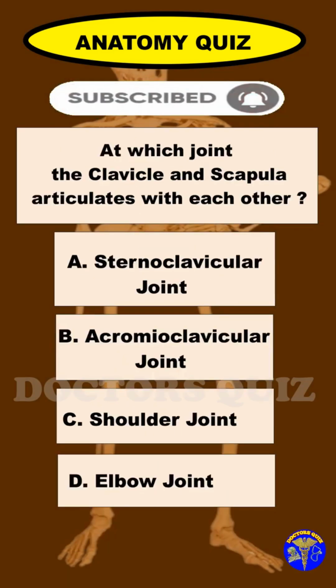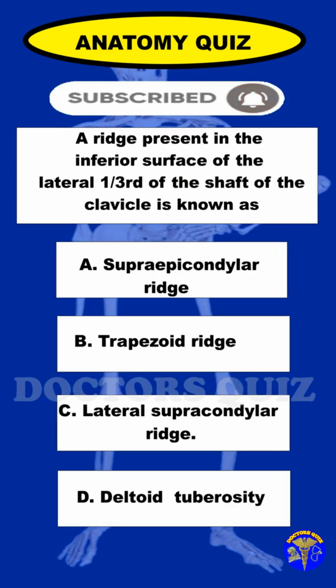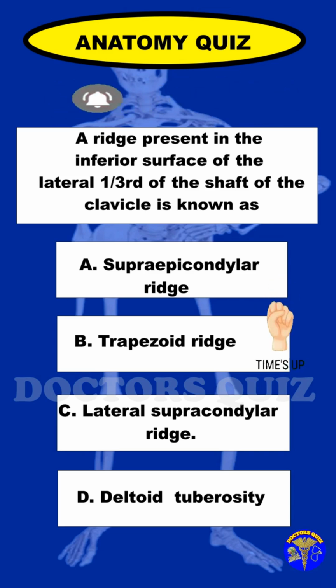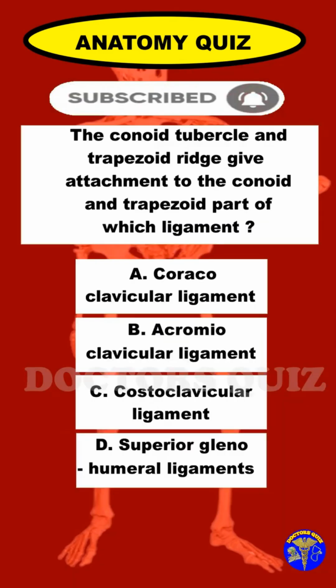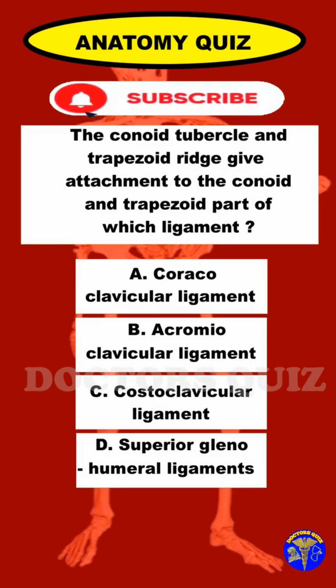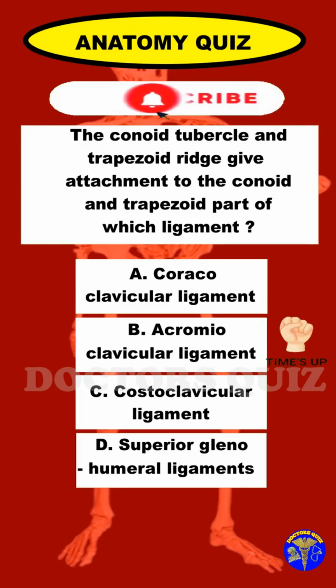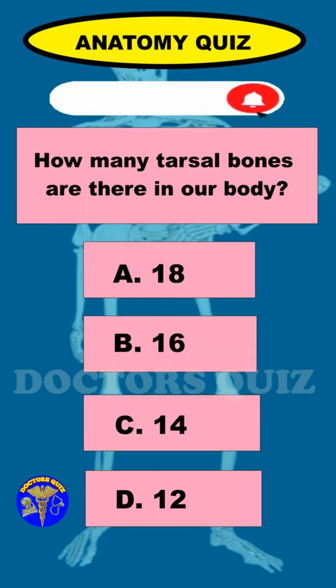hinge joint. At which joint the clavicle and scapula articulates with each other? Acromioclavicular joint. A ridge present in the inferior surface of the lateral one-third of the shaft of the clavicle is known as trapezoid ridge. The conoid tubercle and trapezoid ridge give attachment to the conoid and trapezoid part of which ligament? Coracoclavicular ligament. How many tarsal bones are there in our body?